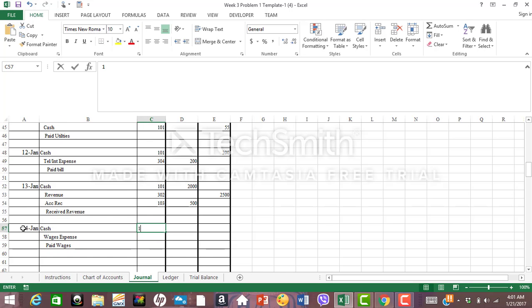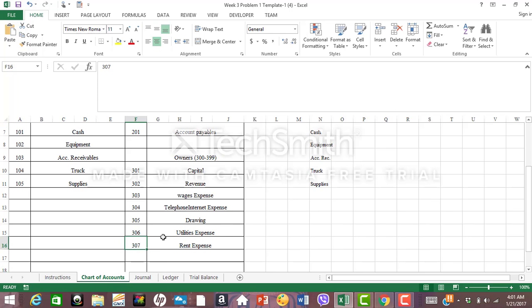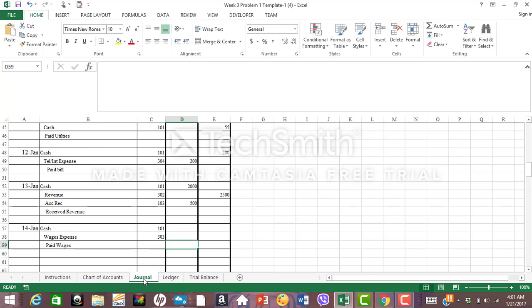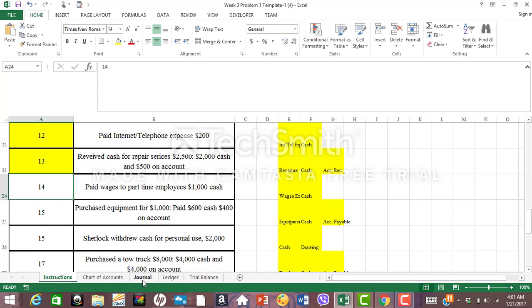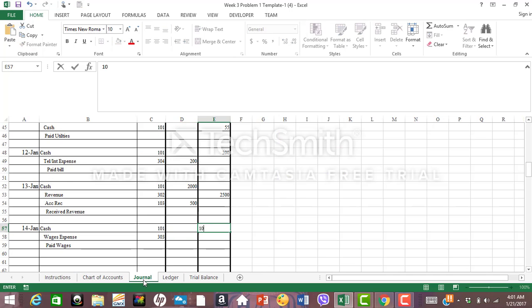And then cash is 101. Let's see, wages expense, it is 303. And then we have, I believe, paid $1,000. Yes. So credit $1,000 under cash, debit under wages expense, and make sure it's $1,000, not 10,000.